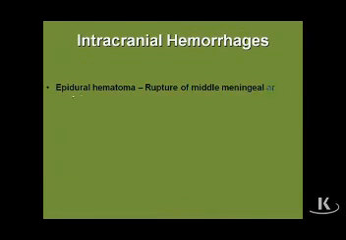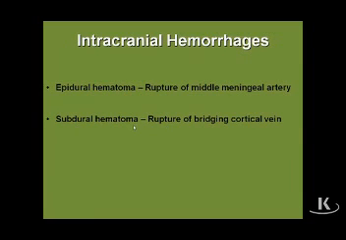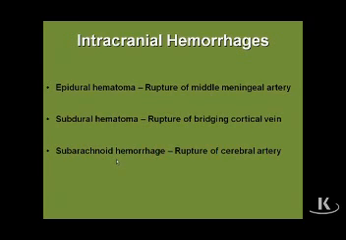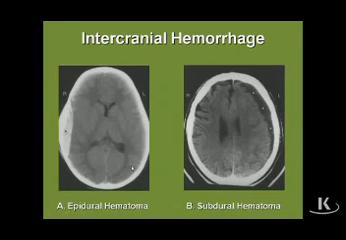So to summarize that, we said epidural hematomas are between the dura and the bone, from ruptures of the middle meningeal artery. Subdural hematomas are between the dura and the arachnoid, from ruptures of the bridging cortical veins, and subarachnoid hemorrhages are from ruptures of the cerebral arteries into the CSF.